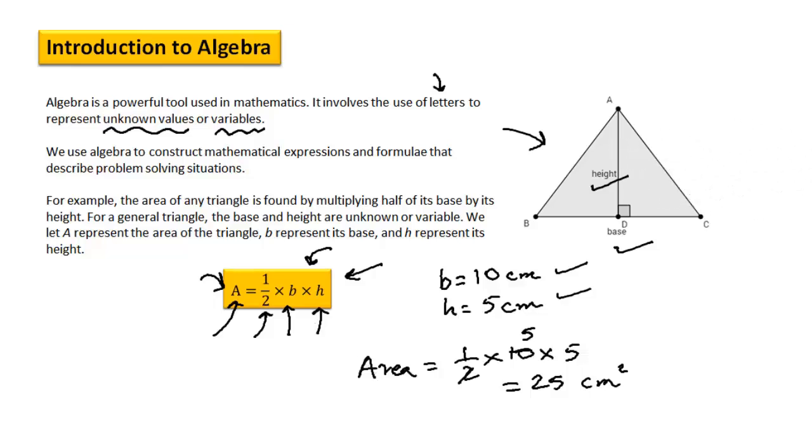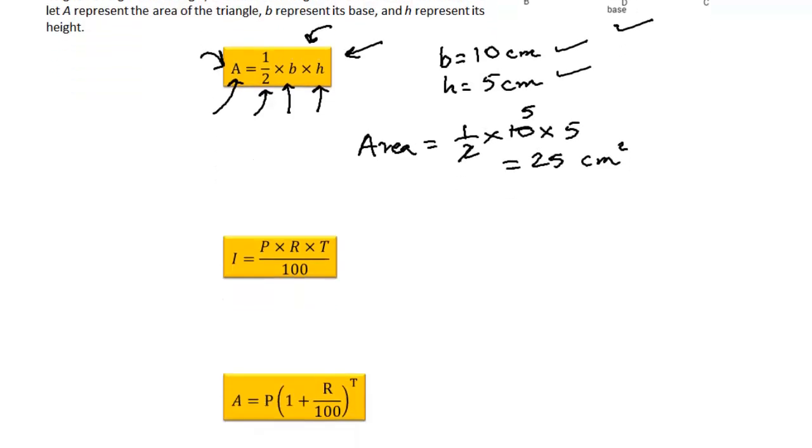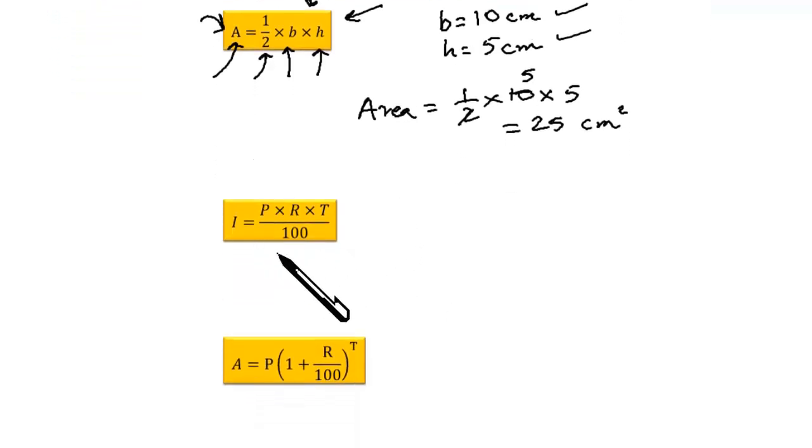In the very same manner, we also use algebra in different fields like commerce. This is a formula for simple interest. I represents simple interest, P represents principal, R is the rate of interest, and T is the time period. So, given the principal, the rate of interest, and the time period, you use this formula P into R into T, the whole upon 100, and you can get the simple interest.